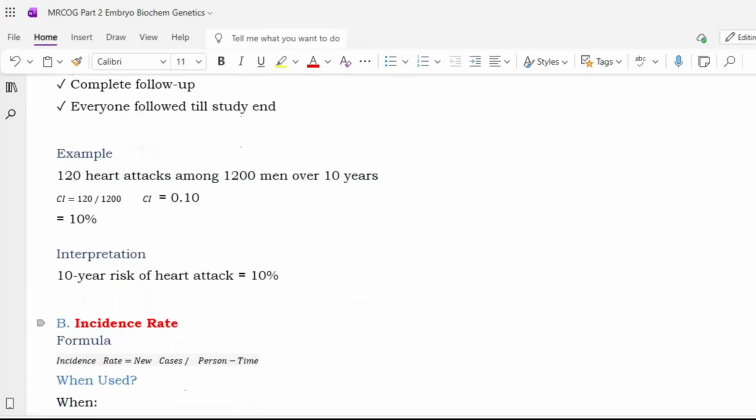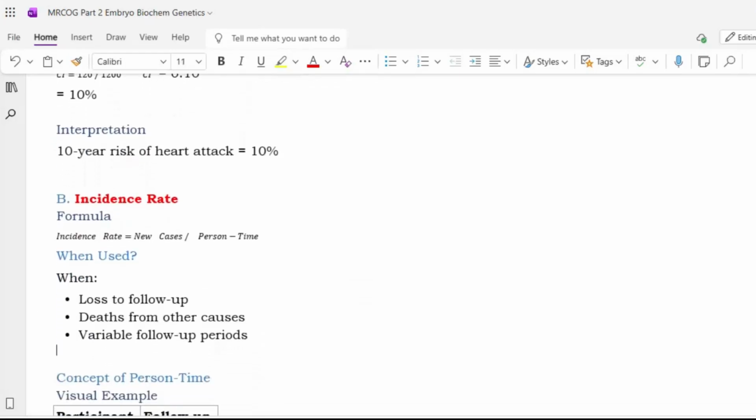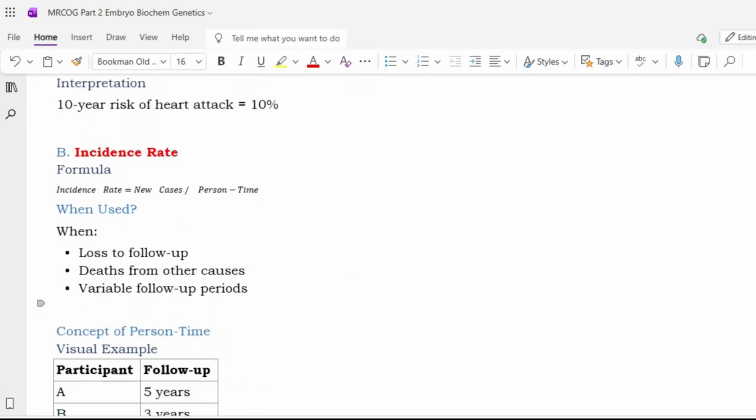Now the next is the incidence rate. We have seen the cumulative incidence first. Now we are talking about the incidence rate. Incidence rate is equal to new cases upon person time. So here the denominator is person time. This is the new measurement, that is, it is measured with person time.